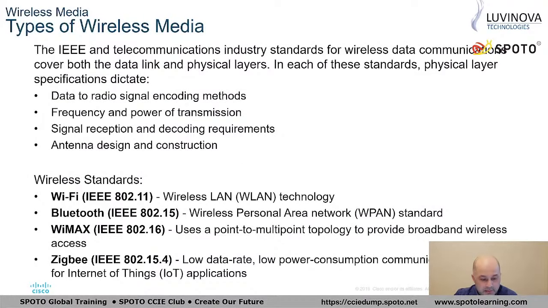Types of wireless media. We have a standard for wireless media, and this standard is called 802.11. Of course, there are different variations of these standards, which we know as Wi-Fi A, B, G, and AC, AX, or the latest abbreviation, Wi-Fi 5, Wi-Fi 6.